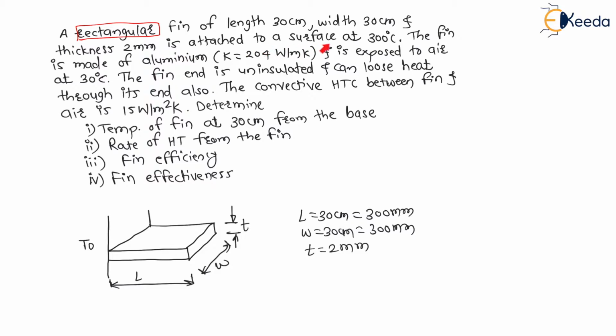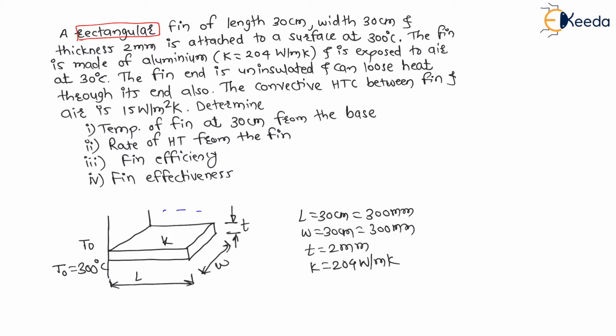It is attached to the surface at 300 degrees Celsius. Means this fin is attached to the surface whose base wall temperature T naught is 300 degrees Celsius. Then the fin is made of aluminium, and thermal conductivity of aluminium is given. Therefore K is 204 watt per meter Kelvin.